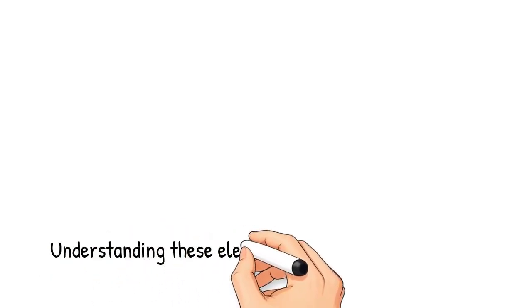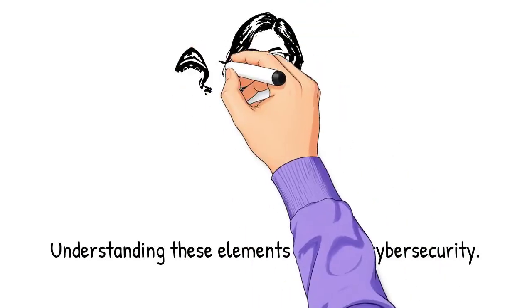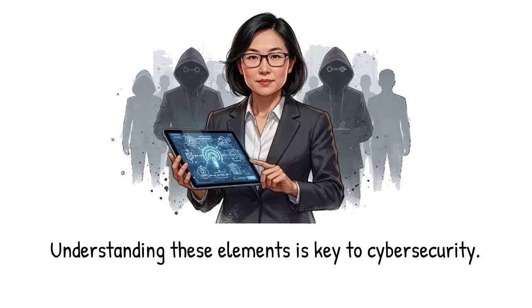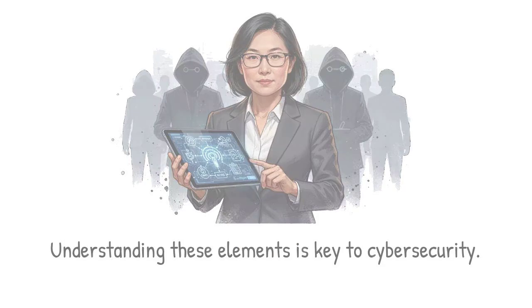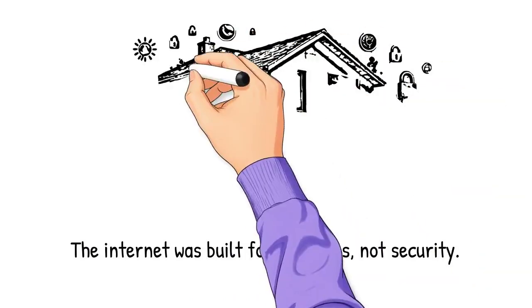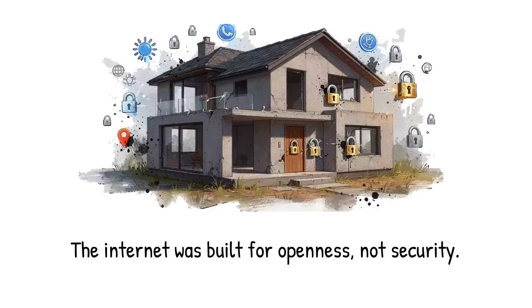Before we explore each component in detail, let's understand why this knowledge matters for cybersecurity. Why cybersecurity starts with understanding the internet. Most people think cyberattacks happen because hackers are smart, or because systems are weak. But the truth is more nuanced. Attacks happen because the internet was never designed to be secure. It was designed to be open, fast, and interconnected. Security was added later, like locks added to a house that was originally built without doors.